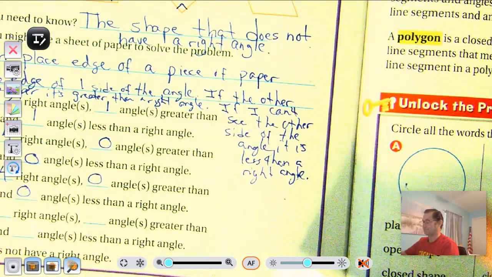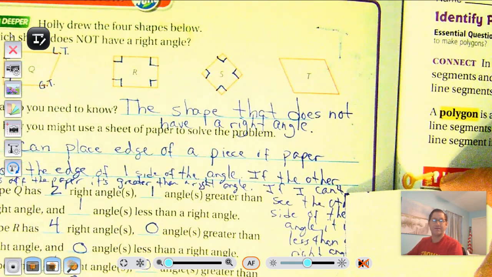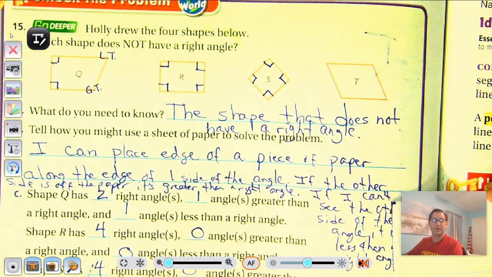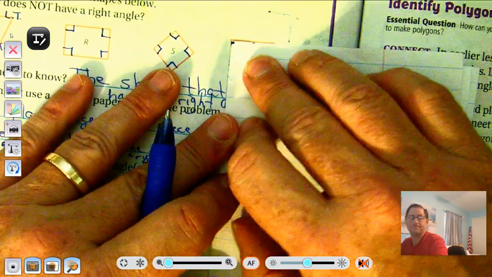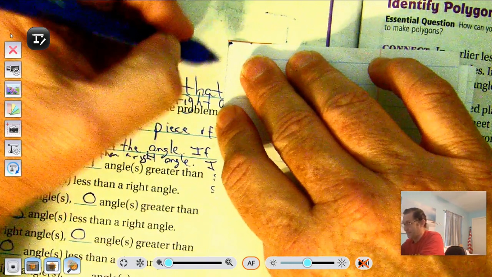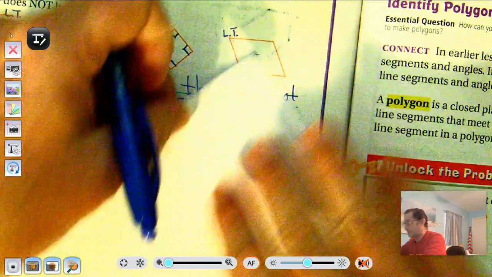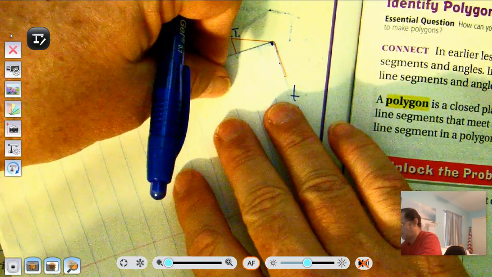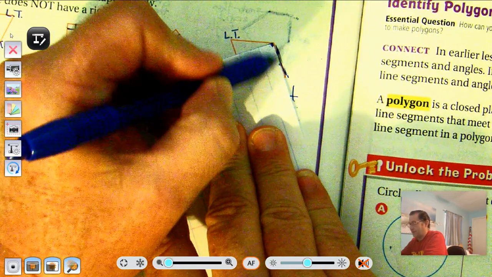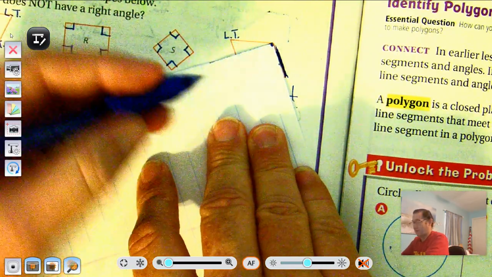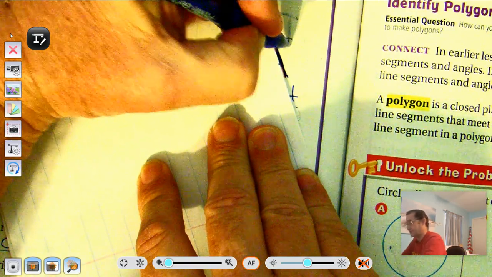And T. Well, I'm already going to assume that T is not going to have any right angles because all the other ones already have right angles. All right, so line up the top of your paper. I cannot see the other angle, so that one's going to be less than a right angle. Let's go to this edge. Okay, my line segment of the angle I'm looking at is right there. I can see that one, and this is way off the paper, so this angle is greater than.